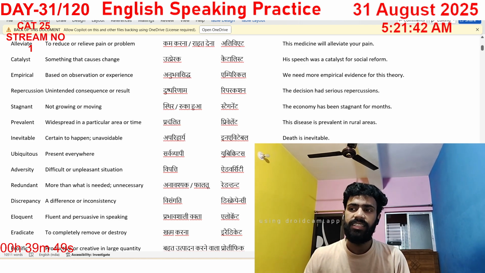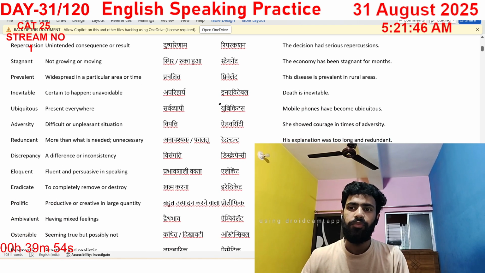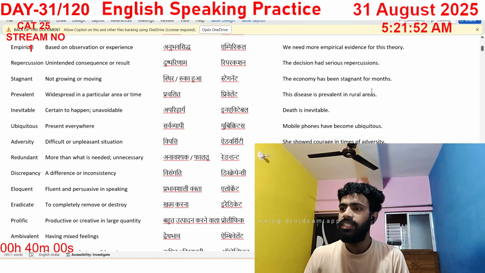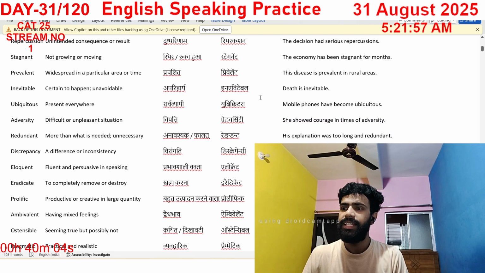Then stagnant. Stagnant means not growing or moving. Then prevalent. Prevalent means widespread in a particular area or time. This disease is prevalent in rural areas. Inevitable means you can't stop that from happening, certain to happen, unavoidable. Death is inevitable.